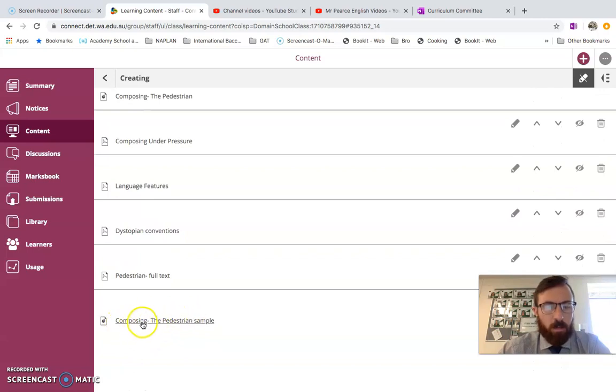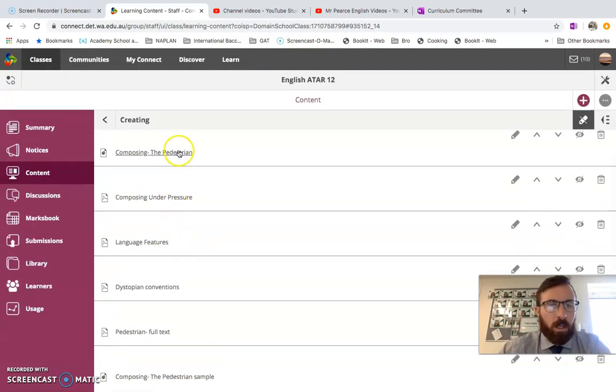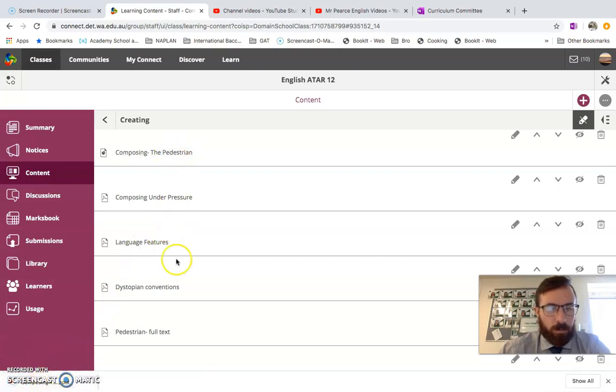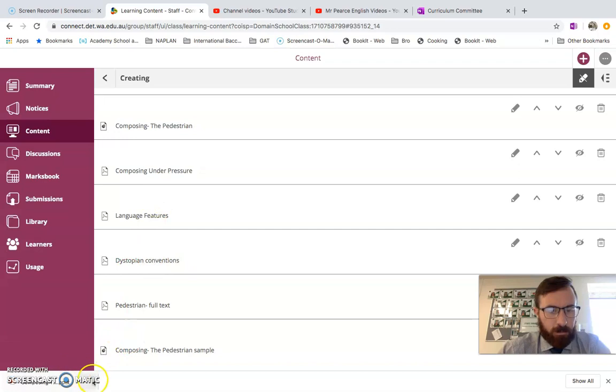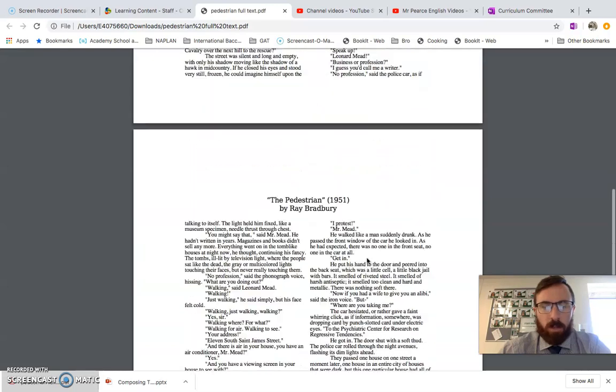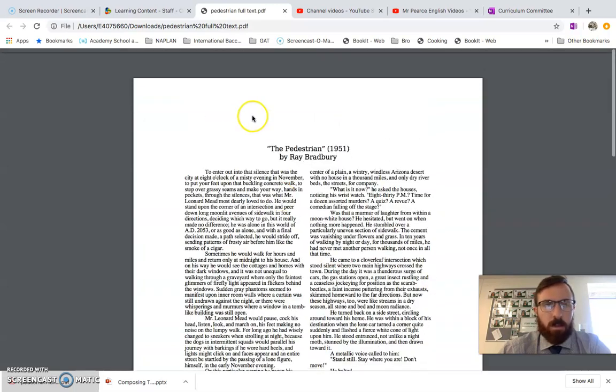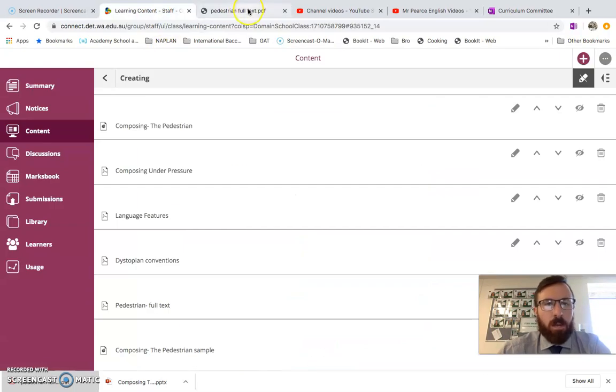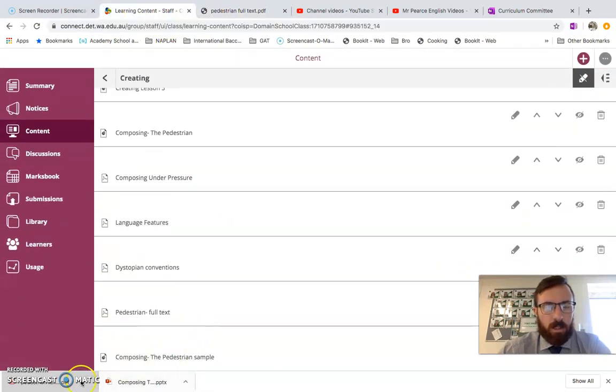This is the actual PowerPoint we're using today, but what you will need up is this text here, which is the full text of, cancel that, that's not correct. This one here, the pedestrian full text, is the full text that we'll be looking at today as a good answer of just very well written fiction, and it's very accessible. So we'll be looking at that today, and we may be looking at some more dystopian text later on. So just have that section and that document ready to go for this session.